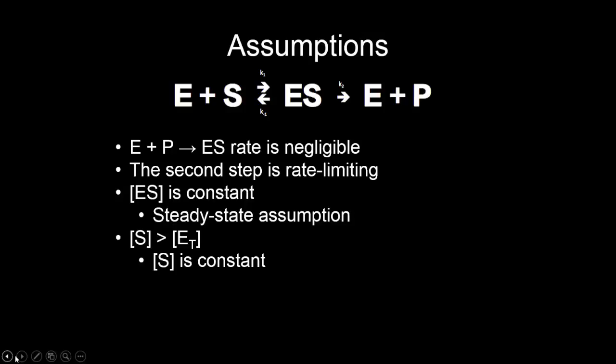On the other hand, the total amount of E exists in two forms, bound to the substrate, ES, or free E. Thus, the total enzyme concentration is the sum of the concentrations of ES and E. The assumptions mentioned allow us to successfully derive the Michaelis-Menten equation shown here.